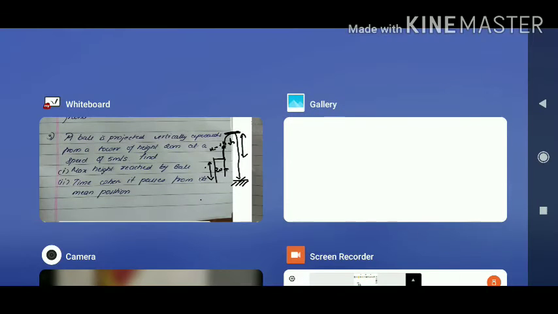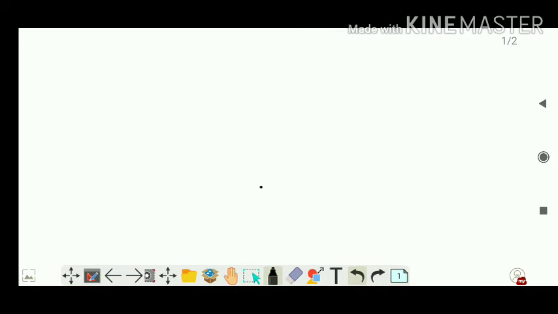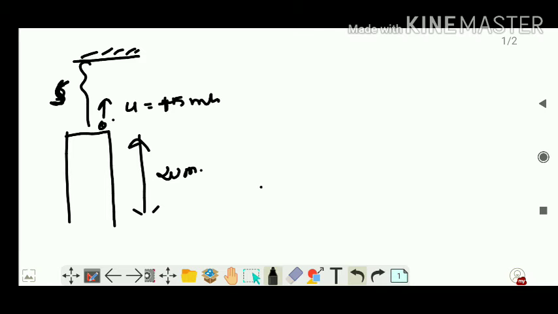Let's take the next page. So I'm going to draw the diagram, guys. This is our tower. The tower has to be drawn downwards. Let's say this is the maximum height attained by the ball, and the ball is thrown up, so the velocity is plus 5 meter per second. Now what is the height of the tower? 20 meter. So this much is the displacement, s, of the ball with respect to reaching its maximum height.